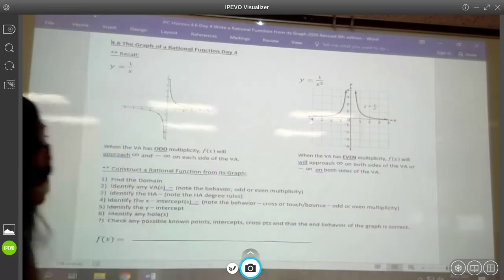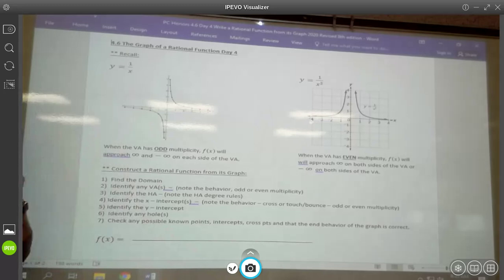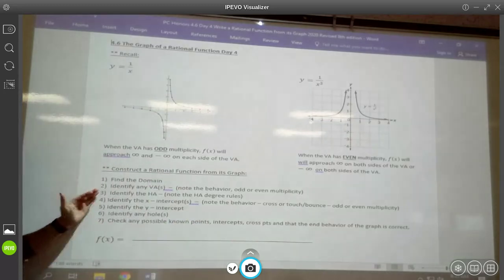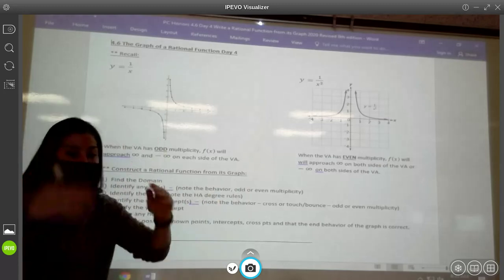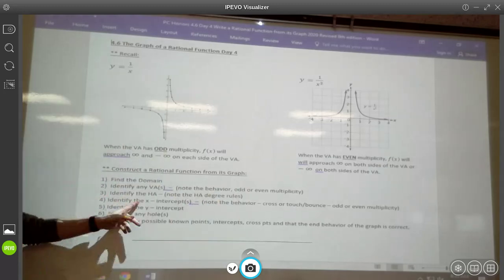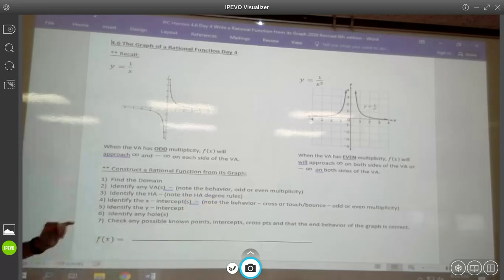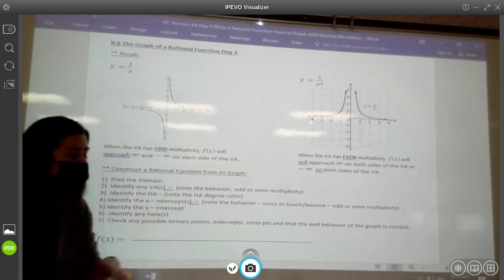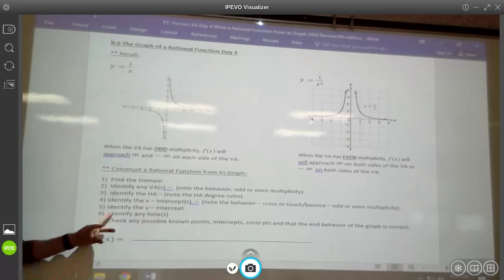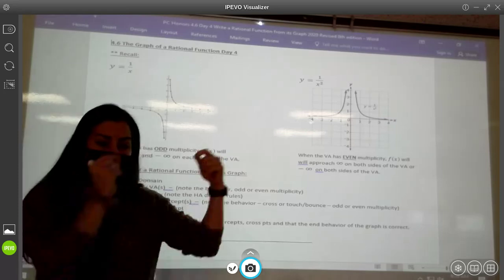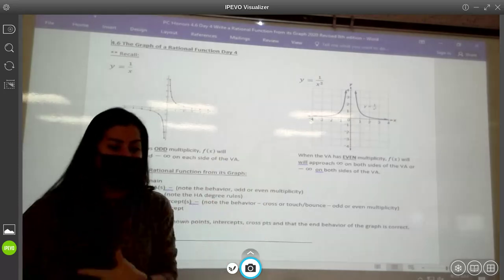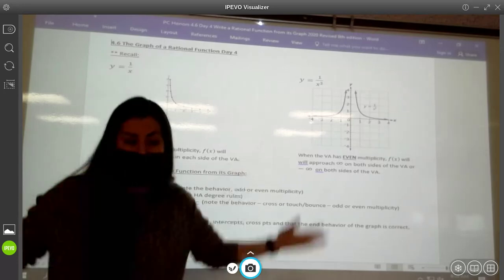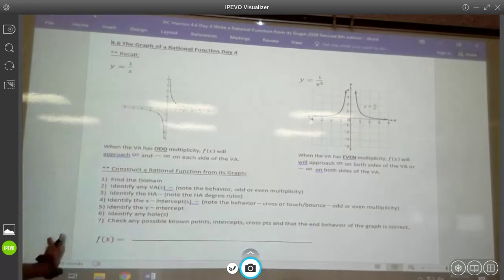All right, so when you are constructing a rational function's graph, these are all the things that we use. We find the domain, we identify any VAs, we note the behavior, whether it's odd or even multiplicity, we identify the HA, we note the degree rules, right? We identify the x-intercepts, we note the behavior, does it cross, does it bounce at that x-intercept? We always look for the y-intercept. Technically, the y-intercept won't have anything to do with creating the equation, but it's always an extra point that you could use when you have to test something, maybe. It's another known point on the graph.